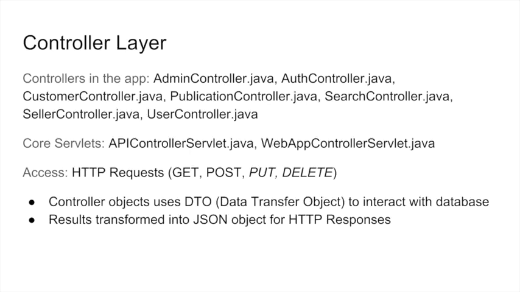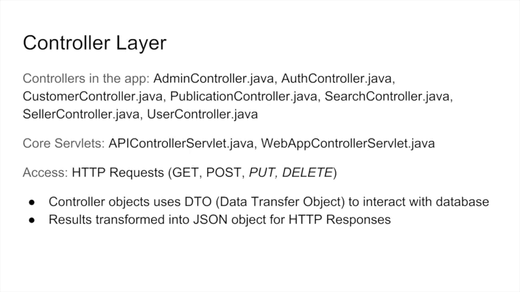Say for example, auth controller deals mainly with user login and logout, and publication controller deals with listing 10 books or journals publications when asked by the API. And governing all of these controllers, we have two main servlets. These servlets are the API controller servlet and web app controller servlet, and they have very different responsibilities.